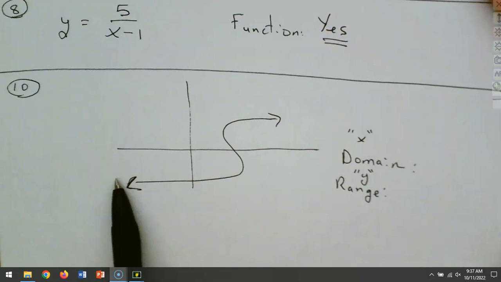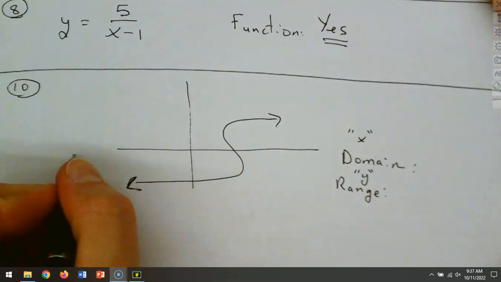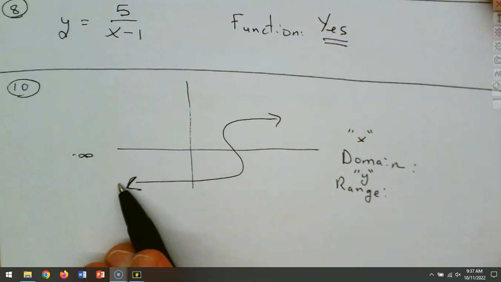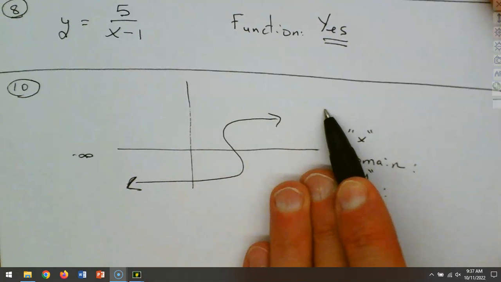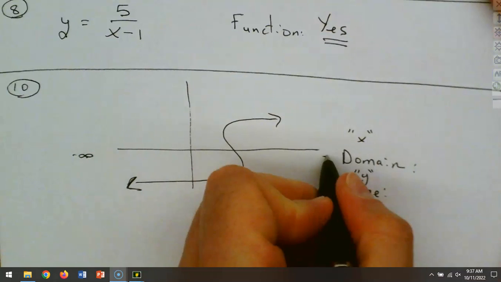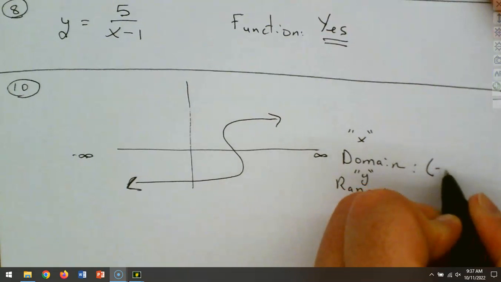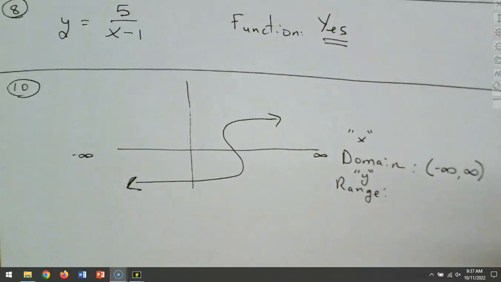Now, let's do the domain, the values of x. If I start here, this is starting at negative infinity, okay, back here. And what's happening as I go to the right? It keeps going, right? It keeps going further and further to the right, and it's going to go to positive infinity. So my domain would be negative to positive infinity.